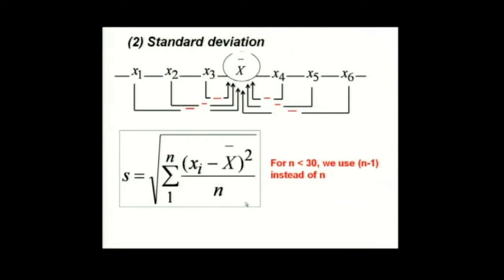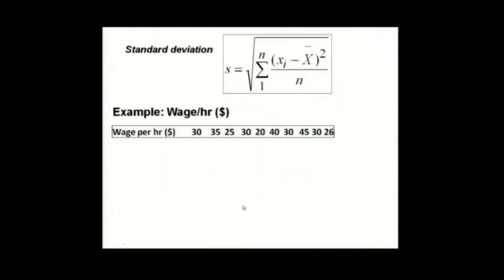One point I need to make here: if the sample size n, or the number of observations n, is less than 30, which is the threshold of a small sample, as we will discuss later on, a small sample is a sample that has a size of less than 30. In this case, we use n minus 1 in this equation instead of n.